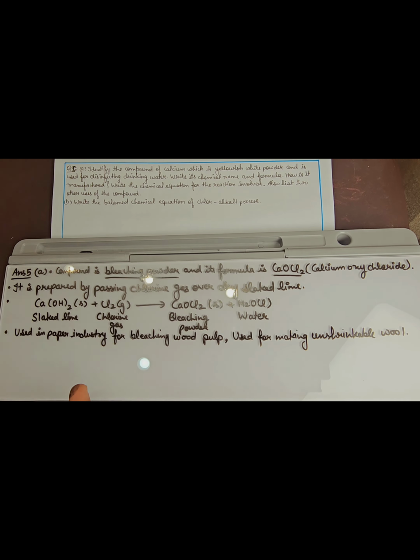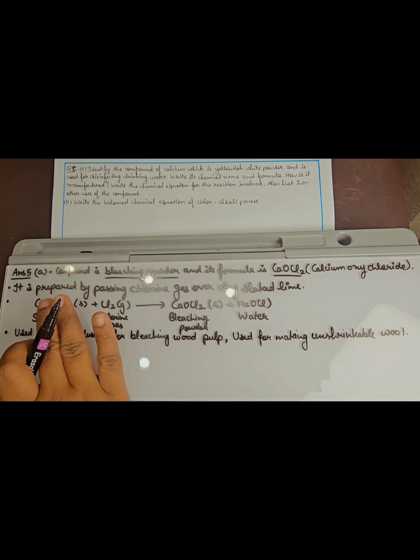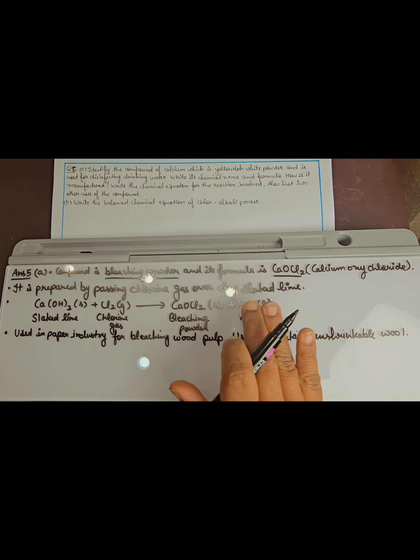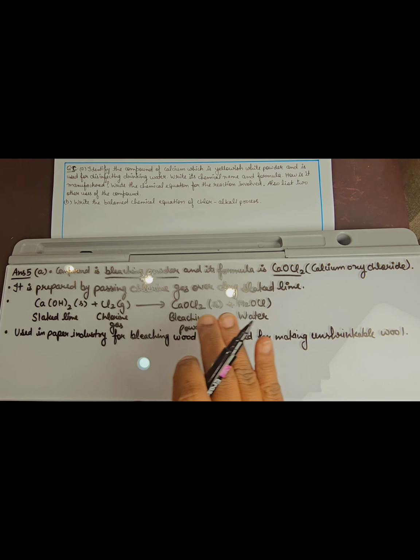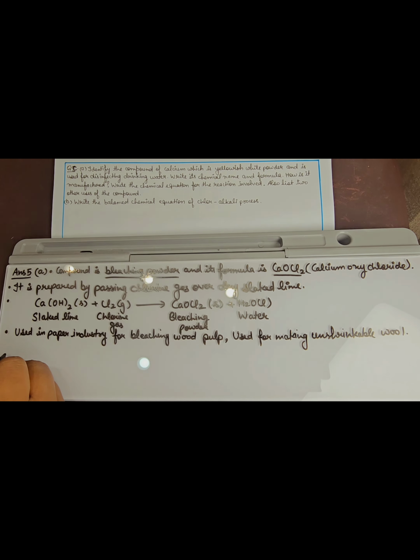If I divide the numbers also, it's a 5-mark question. So 1 mark is for chemical formula and chemical name. 1 mark is for how it is prepared, by passing chlorine gas over slaked lime. 1 mark is for writing this chemical equation. 1 mark for writing 2 uses. So that makes up to 4. The last is B part.